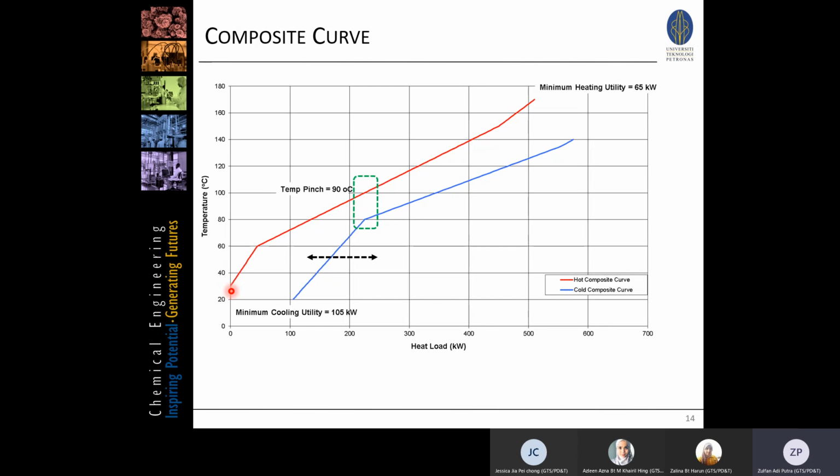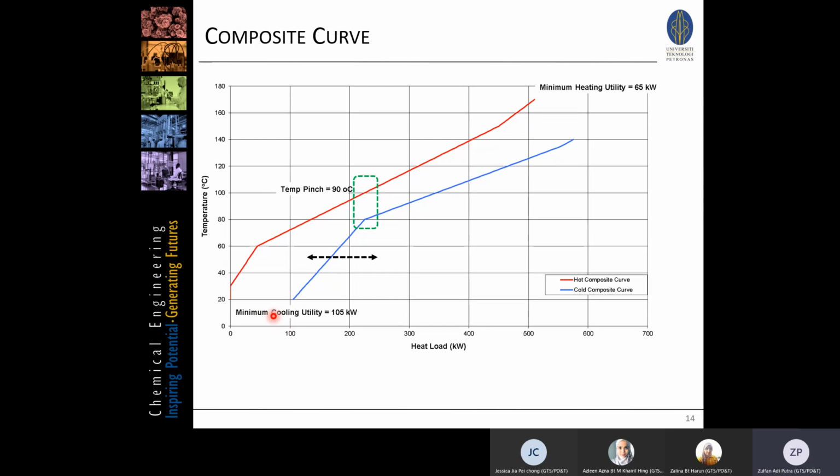This heat that has to go somewhere typically goes to the cooling tower, for example. So this is the minimum cooling utility, 105 kilowatts. That goes to the cooling tower. We can destroy more, but this is the minimum that we can destroy. We cannot destroy less than this, theoretically. Okay, so until now we have covered the temperature pinch, the minimum heating utility, and the minimum cooling utility.